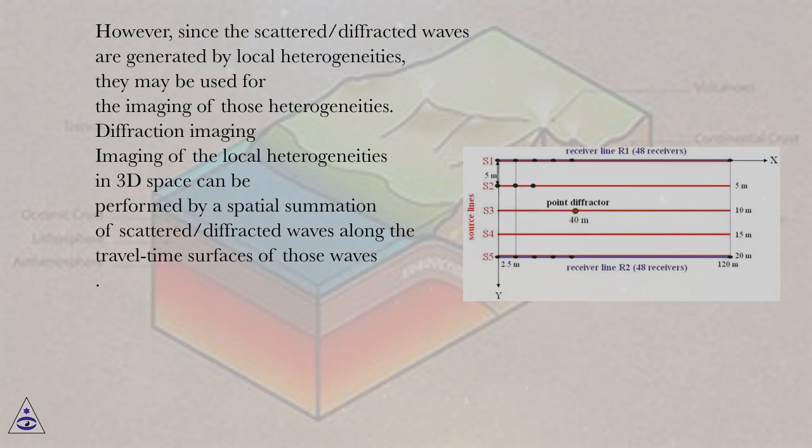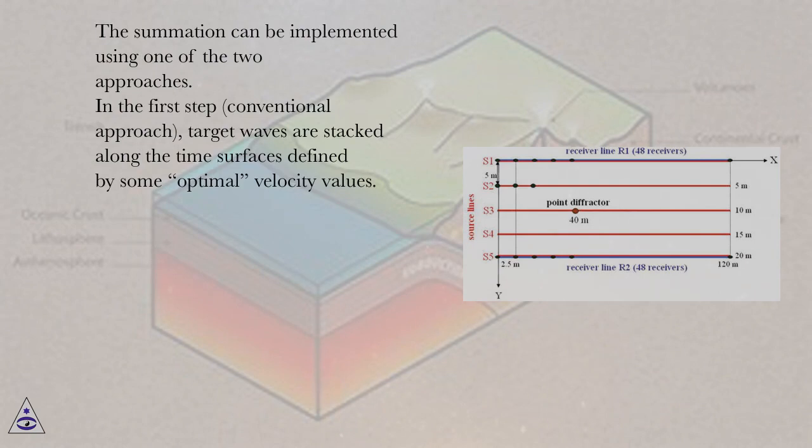Diffraction imaging. Imaging of the local heterogeneities in 3D space can be performed by a spatial summation of scattered/diffracted waves along the travel time surfaces of those waves. The summation can be implemented using one of two approaches. In the first, conventional approach, target waves are stacked along the time surfaces defined by some optimal velocity values.